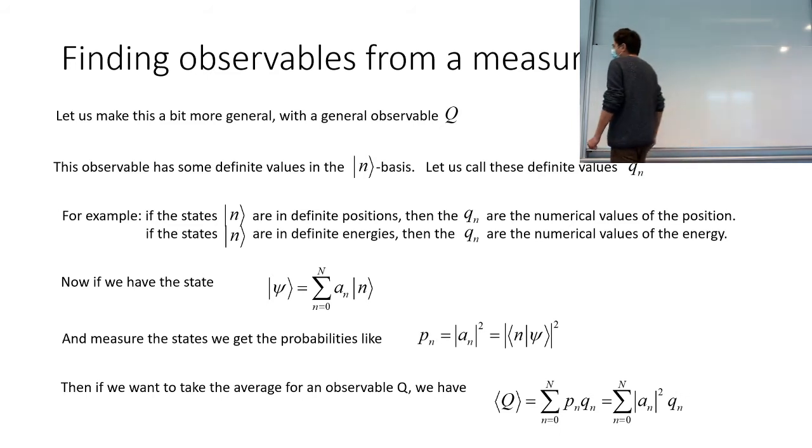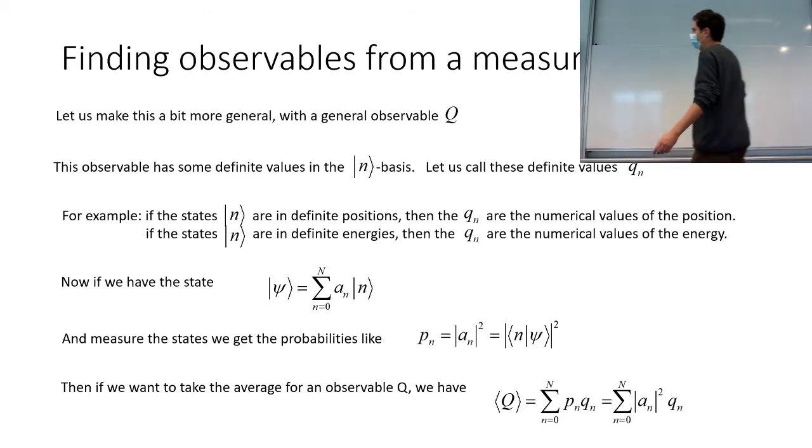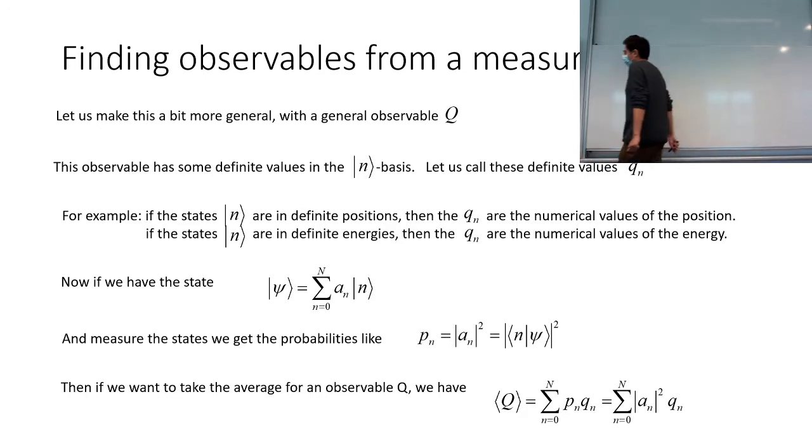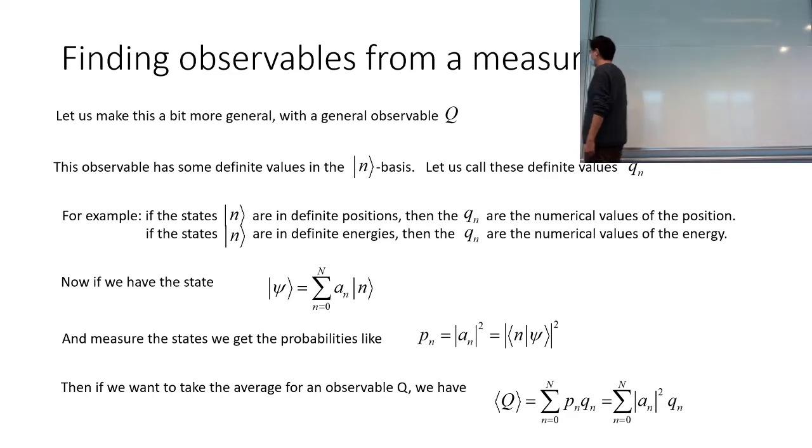So now, if we have this arbitrary quantum state with some coefficients A, then of course we know that the probabilities that we're going to get for each A is just the square of it, the rule that we've been dealing with so far. And say we want to take now the average value of whatever this Q thing is, right? So I'm going to use this notation for the average value of Q.